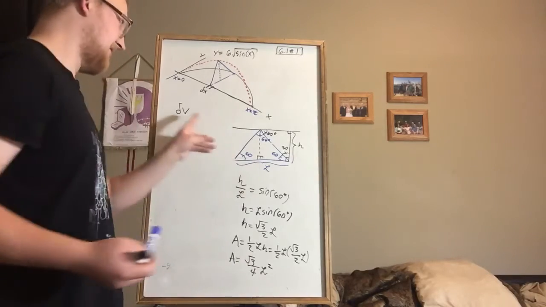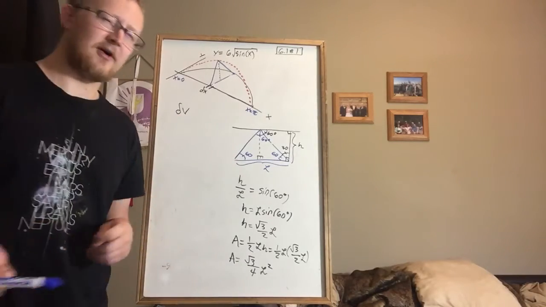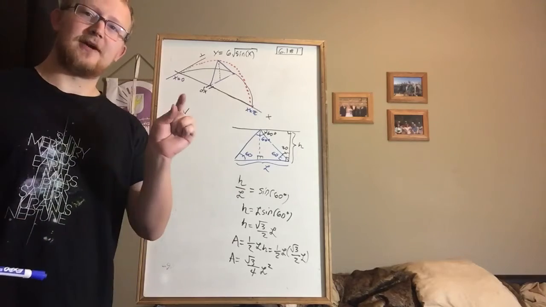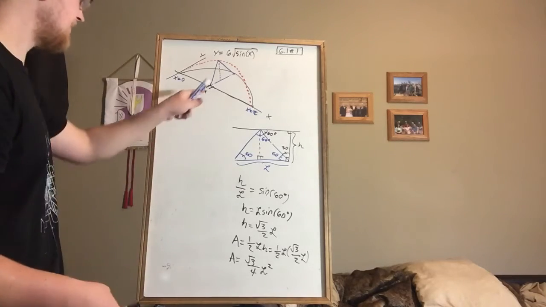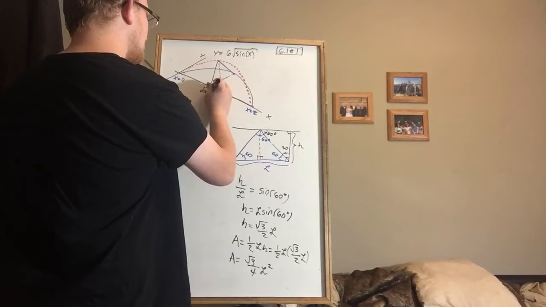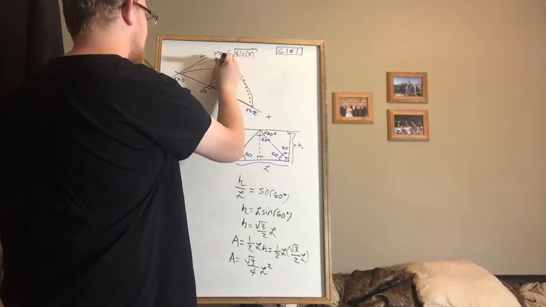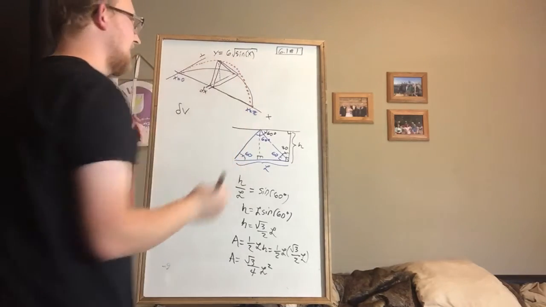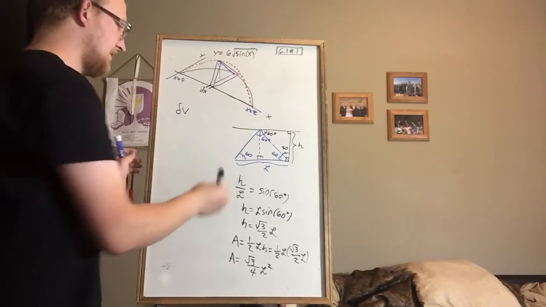But we're looking for dV. We're looking for a small slice of volume. Well, to have volume, we need to have some depth. And as you see right here, our dx is our depth. So in other words, these equilateral triangles have a little bit of depth to them.